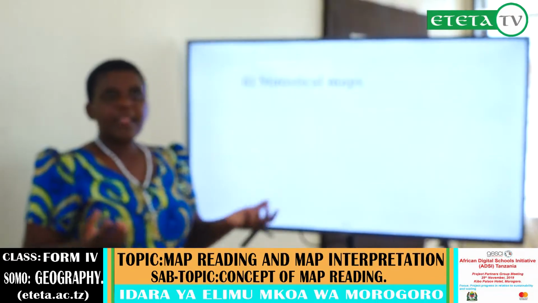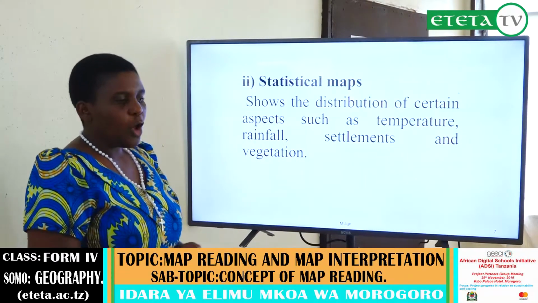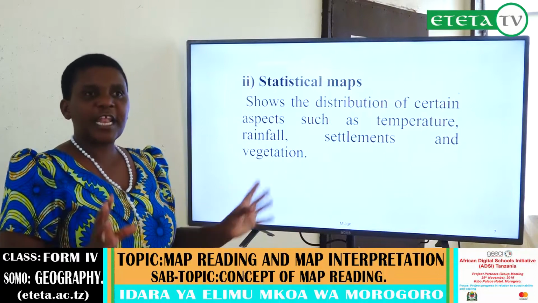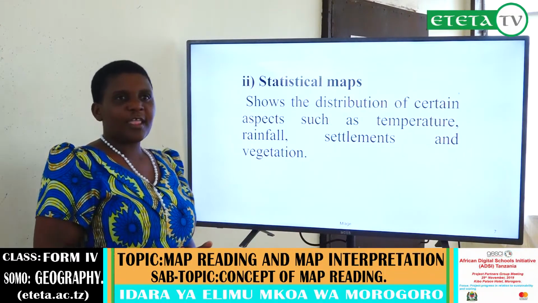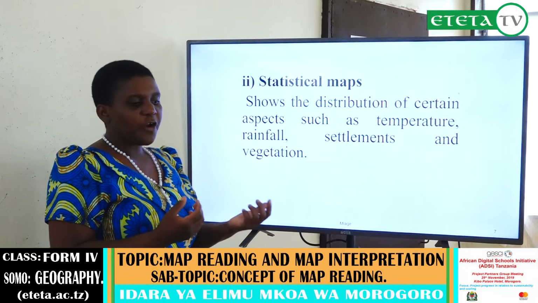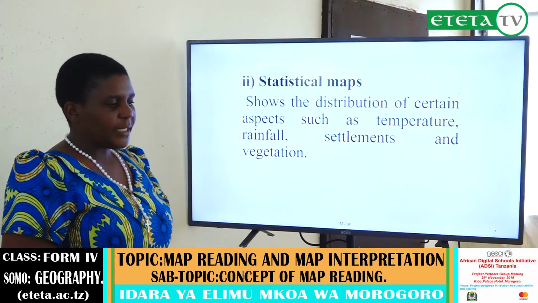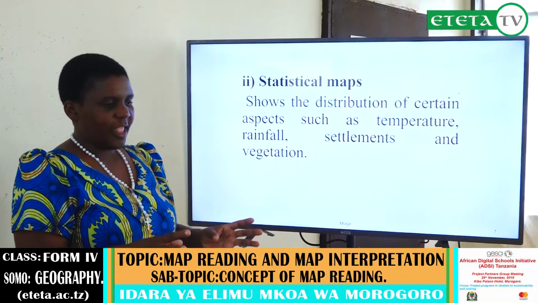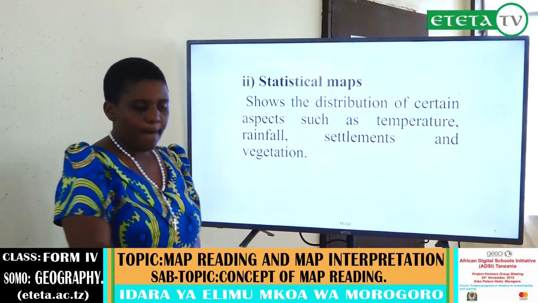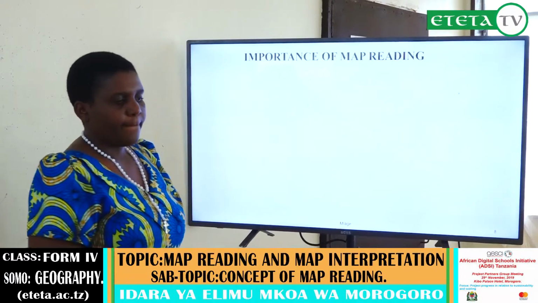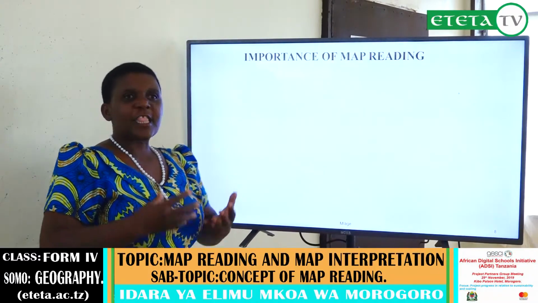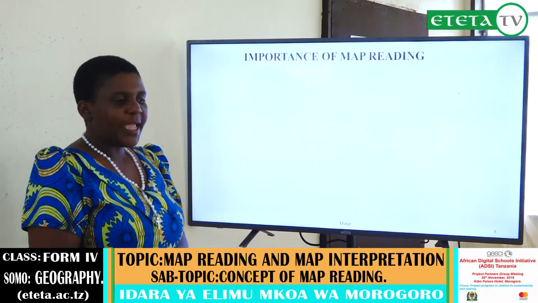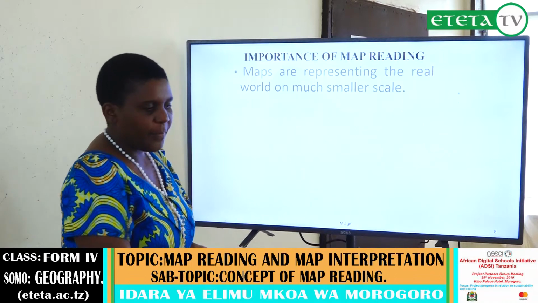Statistical maps are maps which show the distribution of certain aspects or phenomena, such as temperature, rainfall, settlement, vegetation, and population distribution. All these are within statistical maps. Why do we think that it is important for us to study map reading?